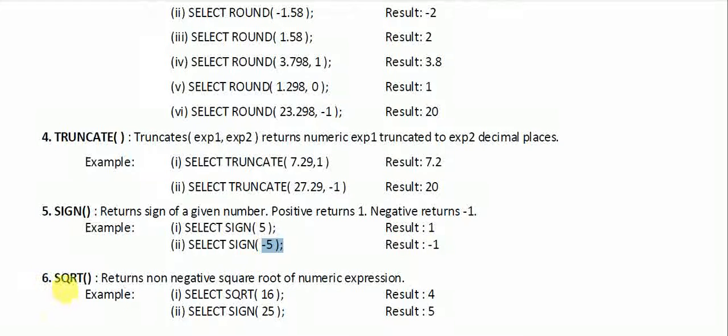Then the last one is square root. So SQRT will find the square root of a number. So SQRT of 16 gives 4. Oh sorry, this should be square root. Square root of 25 is 5.